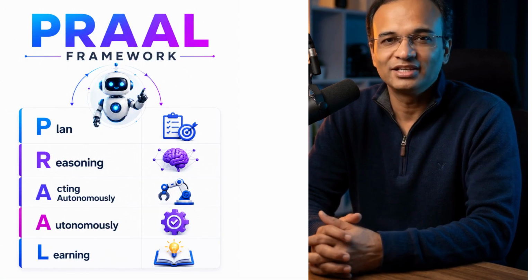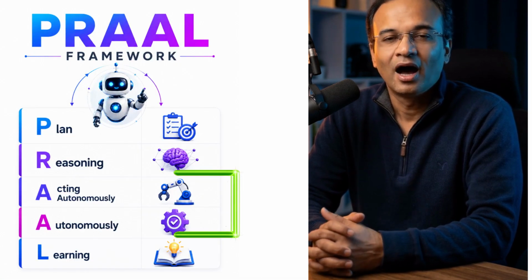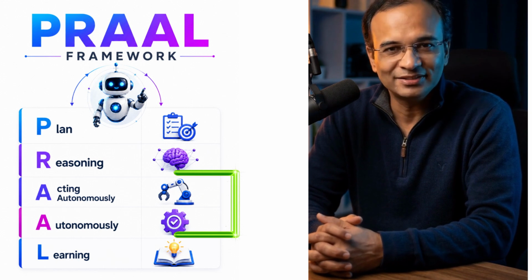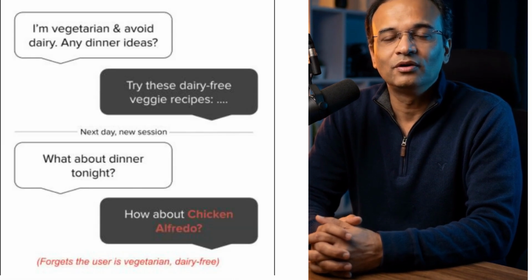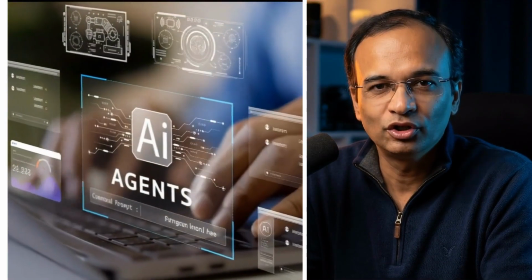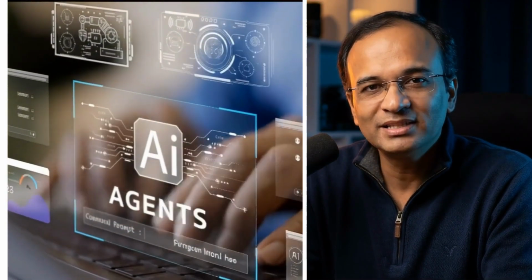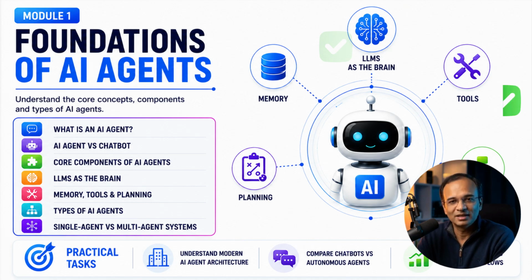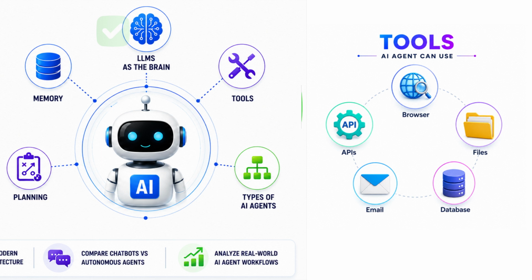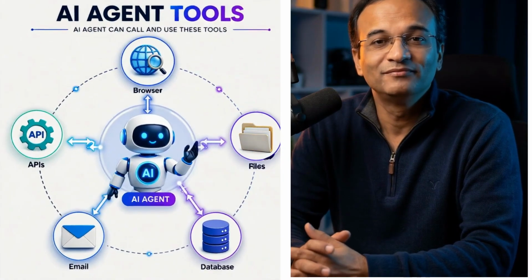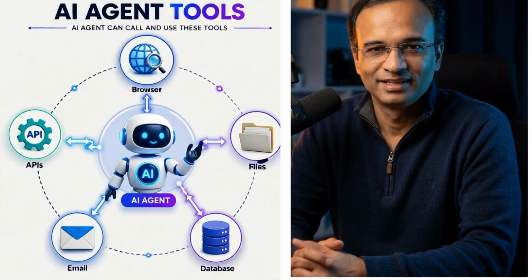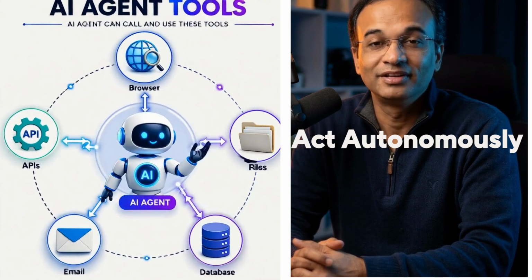Now let's come to the action part of an AI agent. How does an AI agent actually take actions? If an agent is given a goal or task, it shouldn't just respond with text. It should be able to act autonomously and execute the required steps on its own. That's where tools come in. Tools help your agent to act effectively on the given task. These tools can be browser, files, database, email, and APIs. So, with the help of these tools, your AI agent can now act autonomously for a given task.